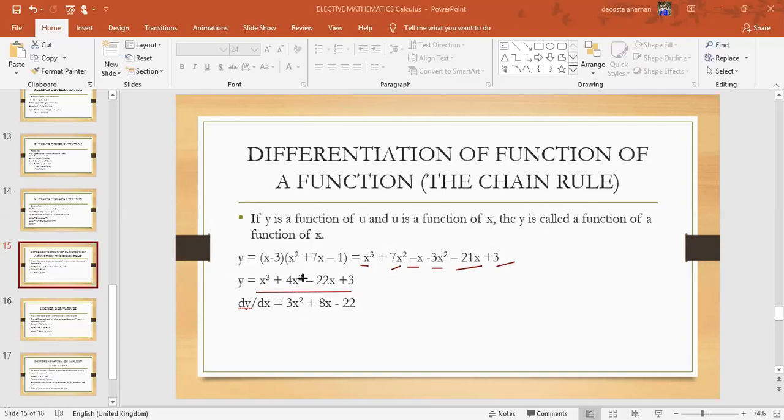4x squared. Multiply 2 by 4, you get 8. You subtract 1, you get what? 1. That'll give you what? 8x. When you simplify this one, x, this one by this one, you get 22 minus 22 minus 1. That'll give you 0. That'll give you 22.